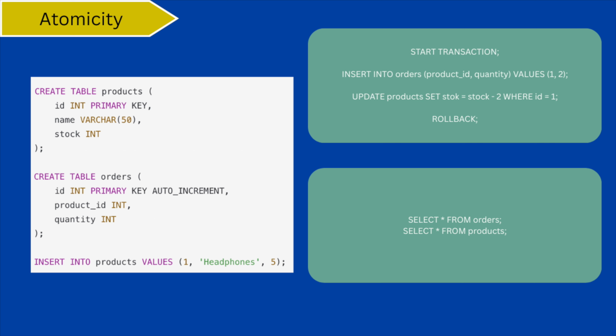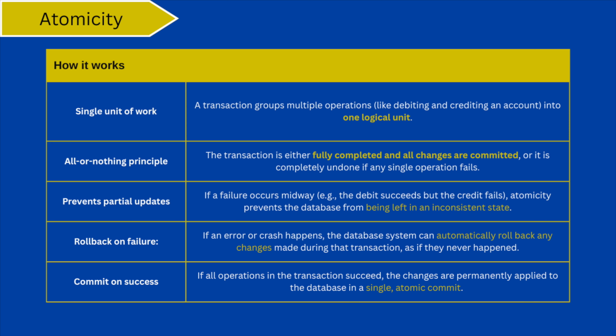So how this completely works, you can see five major concepts. It takes a group of multiple operations into one logical unit. Then the transaction is either fully committed or all changes are reverted. It prevents partial updates. If any failure happens, it prevents the database from being left in an inconsistent state, so it will automatically roll back. And if every operation in the transaction is successful, then it will commit to the database permanently.